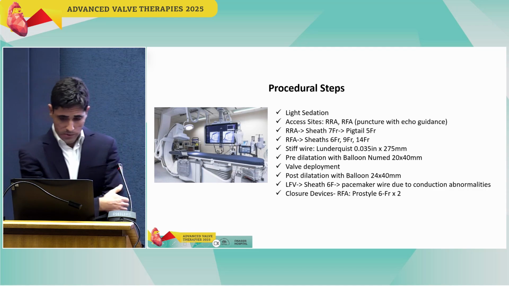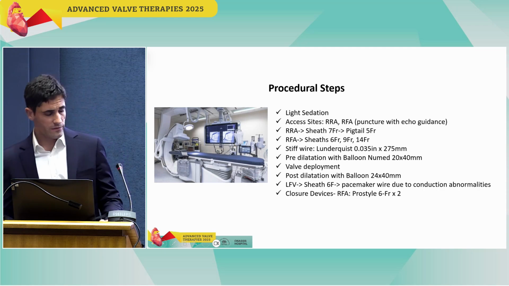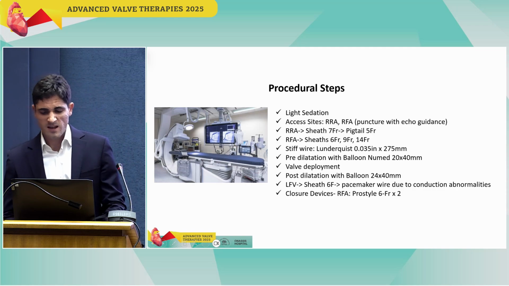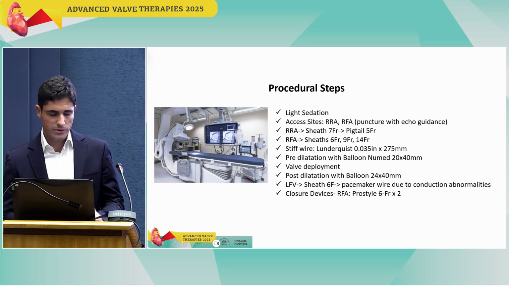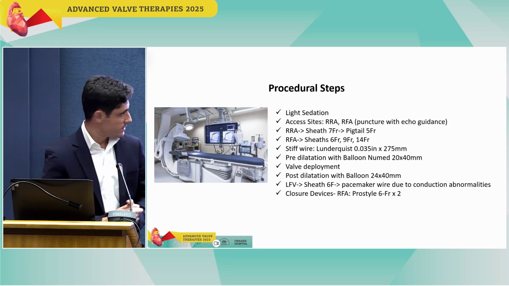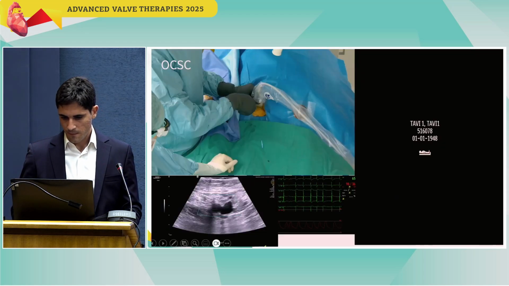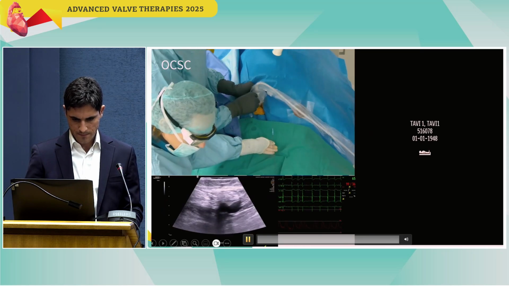So moving on to the procedural steps, we have right radial and right femoral artery puncture under echo guidance, pigtail from the right radial, and sheaths through the right femoral artery. Stiff wire Lunderquist, pre and post dilation, with pacemaker introduction due to conduction abnormalities. See also the closure device we used. And now we can proceed to the video of the case.